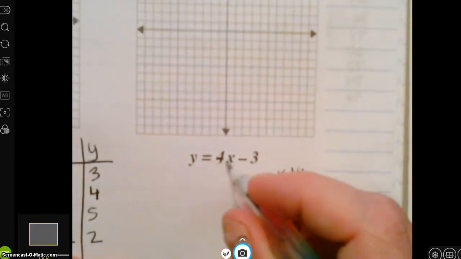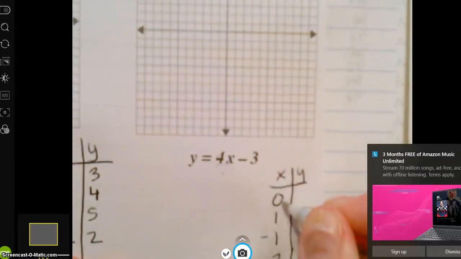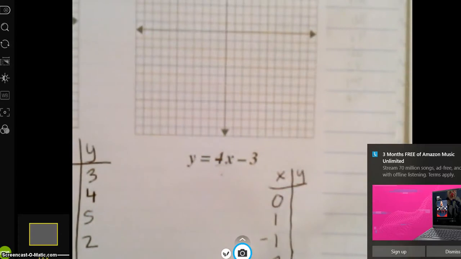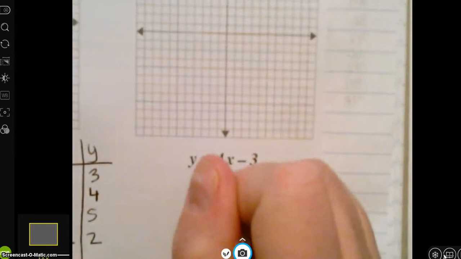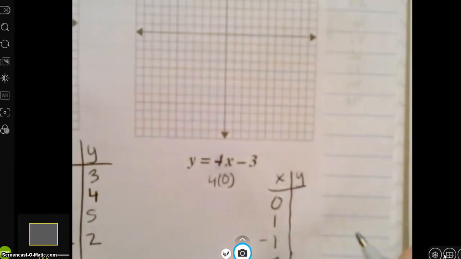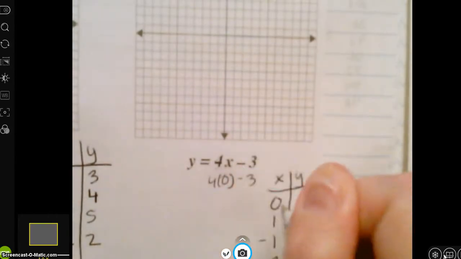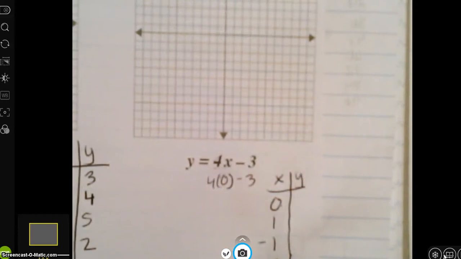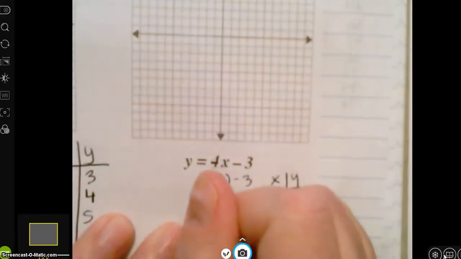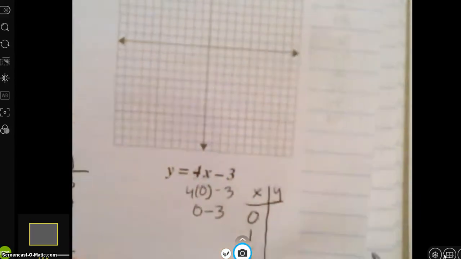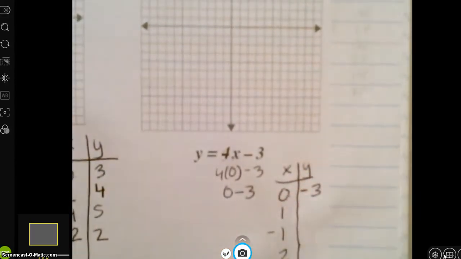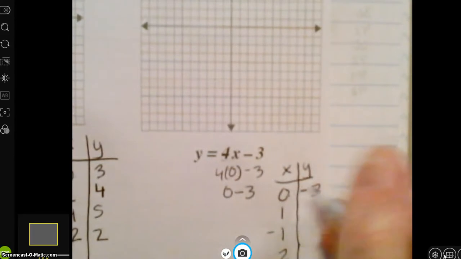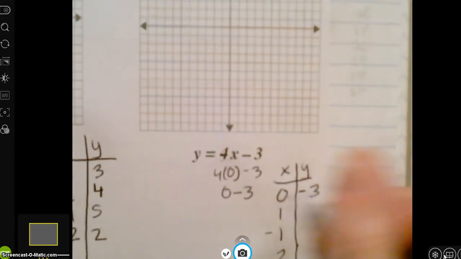So, first one, guys, what do we see here for x? 0. So 4 times 0 minus 3. So I'm plugging in 0 right there. Guys, what's 4 times 0? 0. And what's 0 take away 3? I hope everybody knows that is a negative 3. Okay, so one thing I already know is this is not proportional because it does not go through 0, 0.